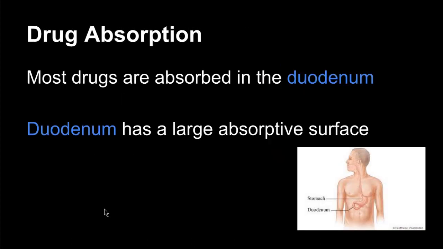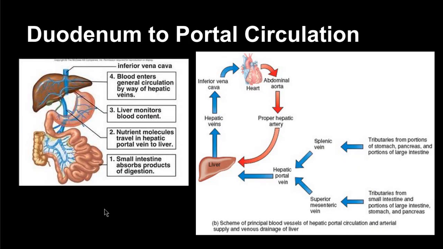Drug absorption usually occurs in the duodenum. That's due to the large absorptive surface. If you're familiar a little bit with anatomy going into these lectures, you'll know that the small intestine is the site where most absorption occurs, particularly the duodenum, which is the first branch that comes off of the stomach, is really where we get our nutrient and drug absorption. So if we follow this table here, we can see that the small intestine absorbs products of digestion with the microvilli and whatnot. And again, this is true for drugs.